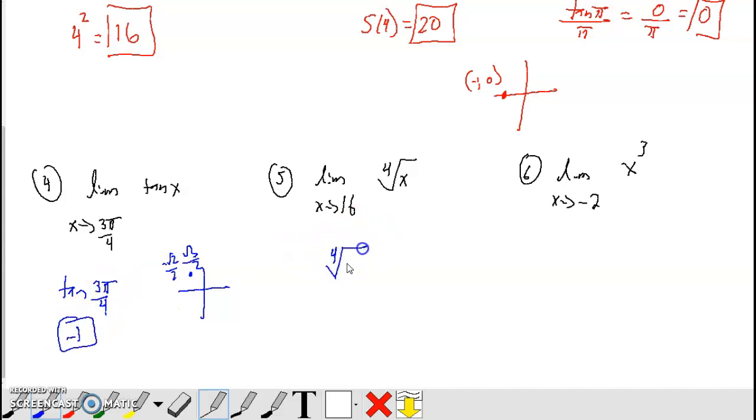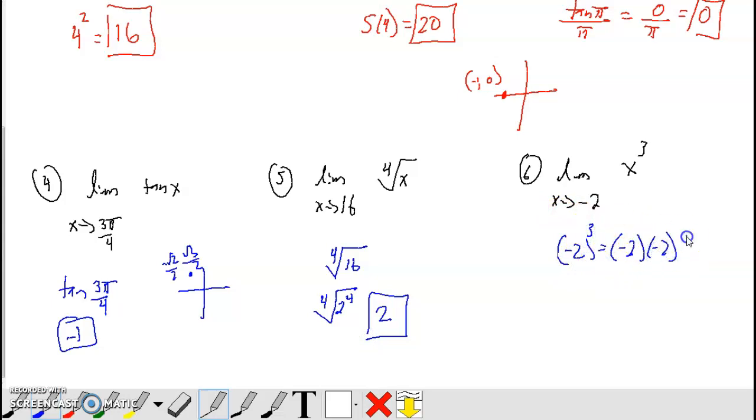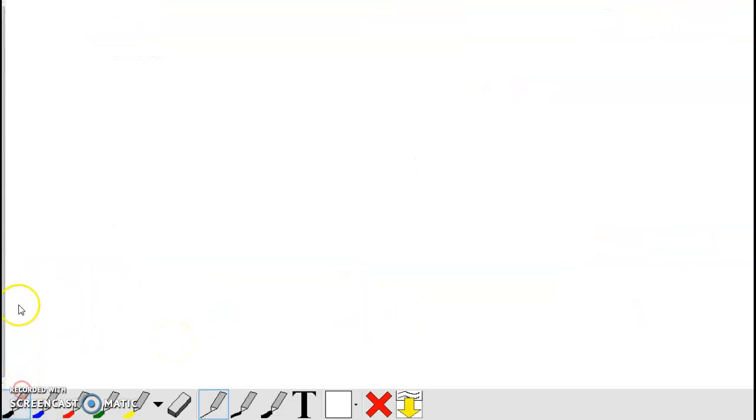For 16, this will be the 4th root of 16. I know that I can rewrite 16 as 2 to the power of 4. The 4s will cancel out, leaving me with 2. And then last but not least, I'm going to say negative 2 and then raise that to the third power. So basically that means I'm going to be multiplying it out 3 times. So this will be negative 8. So again, all of these are just direct substitution problems. Okay, and we can get a little bit more challenging. So let's try a few more.